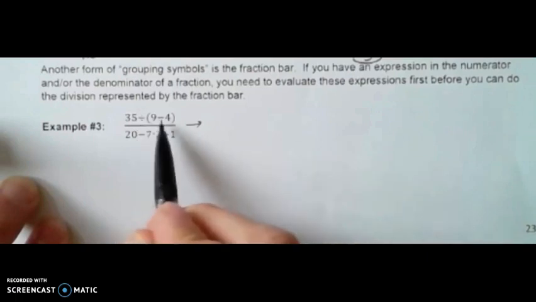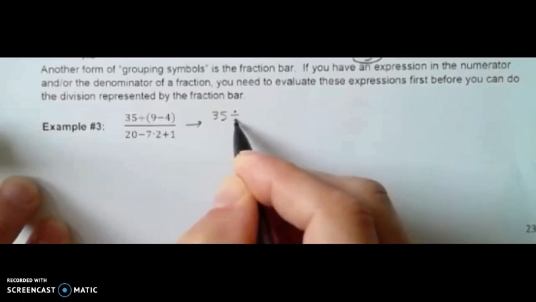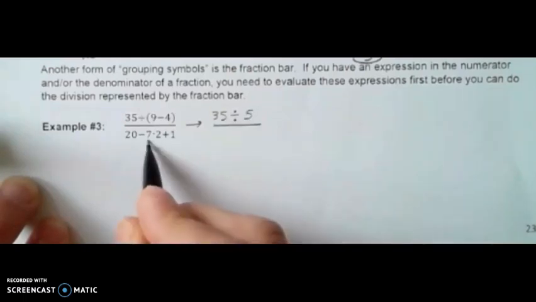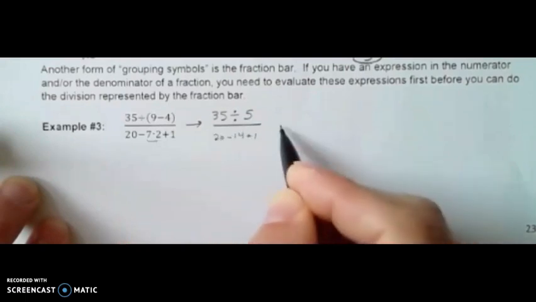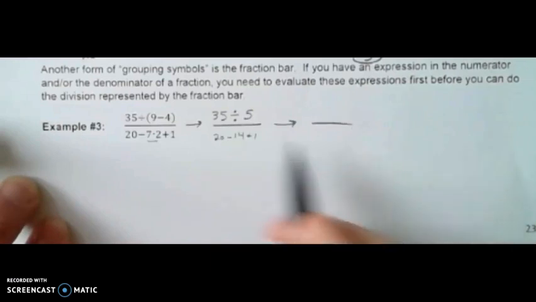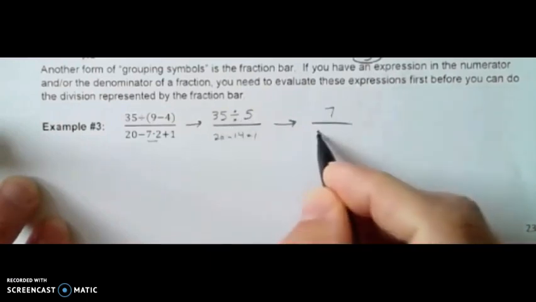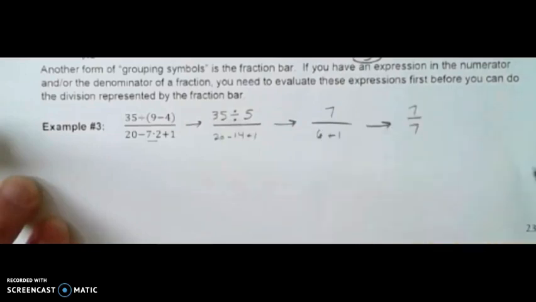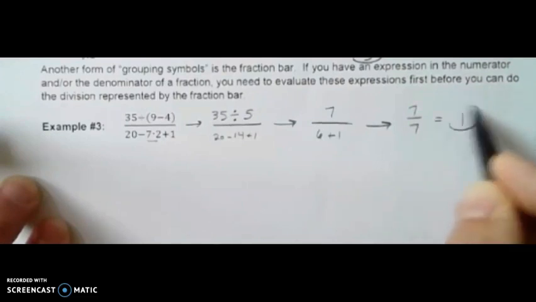All right, I have division but parentheses here, so that's going to be 35 rather, divided by 5. In the denominator, I'm going to multiply first, so this is going to be 20 minus 14 plus 1. All right, in the numerator, 35 divided by 5 is 7. 20 minus 14 is 6. And then 6 plus 1 is 7. So this is 7 divided by 7, which is going to give us a final answer of 1.